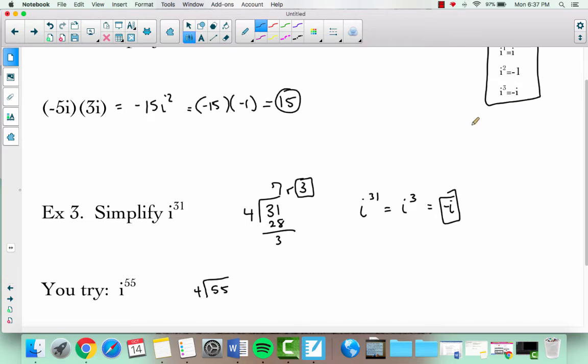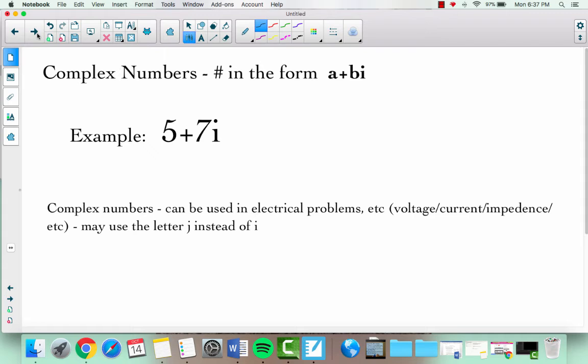And if you have any questions on how to reduce those or where I got the numbers from the last page, please make sure you write yourself a note to ask me in class, and I can go through that with you individually. Now we can also use what we call complex numbers.